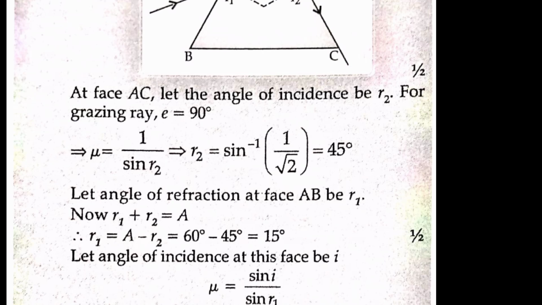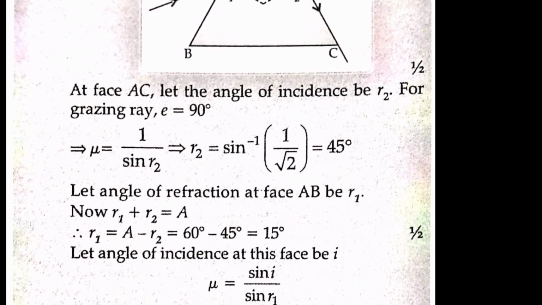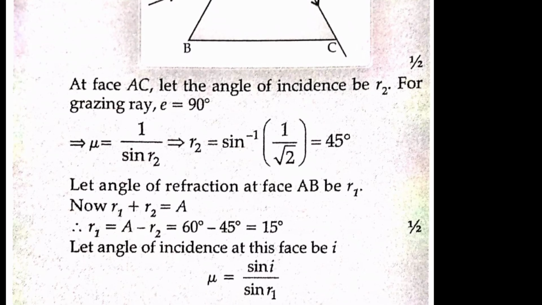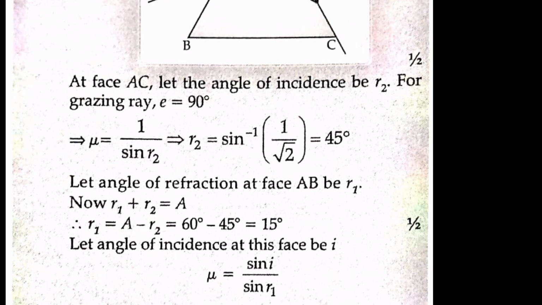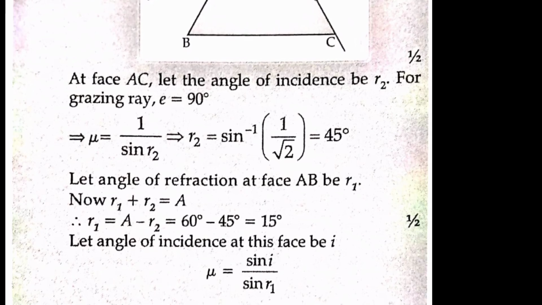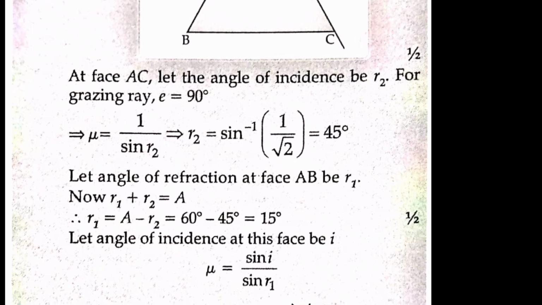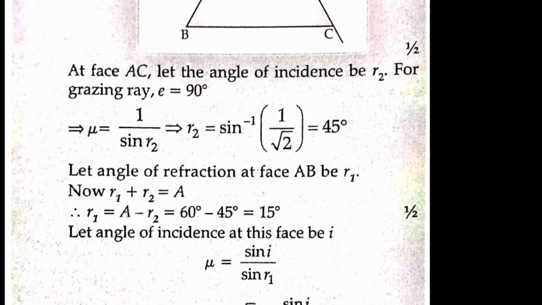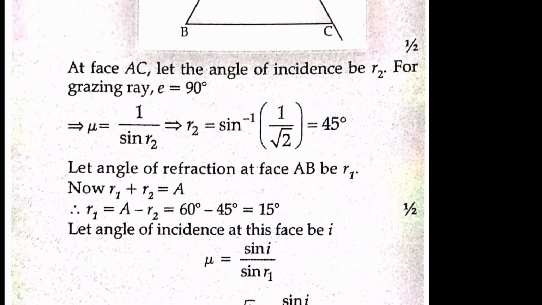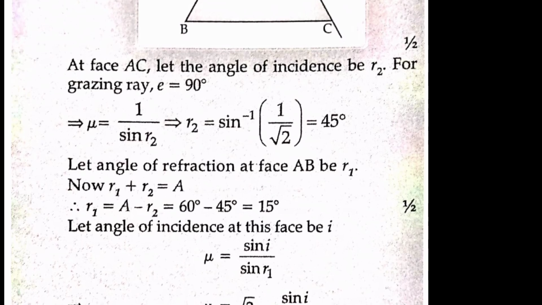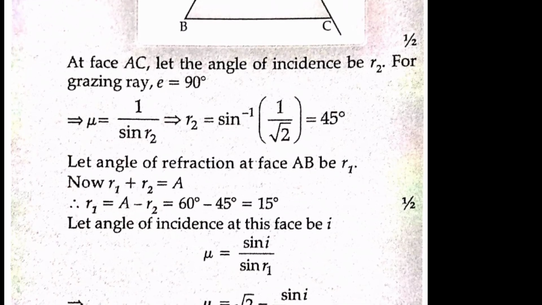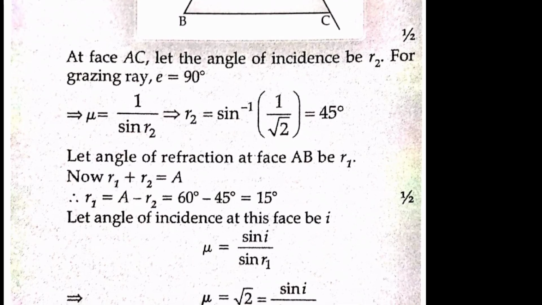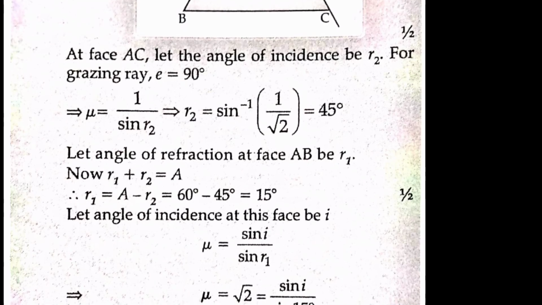And now we have from the diagram r1 plus r2 is equal to A. Okay, that is equal to the angle of the prism, and angle of the prism is equal to 60 degree. So r1 can be written as A minus r2. So that is 60 minus r2, we have already calculated that is 45. So that will be 15 degree. Okay, and now we have to find the angle of incidence. Let the angle of incidence be i. Okay, so angle of incidence means the angle between the incident ray and normal. Here it is marked. Okay, the normal and incident ray, in between the angle i is coming, and that we have to find.